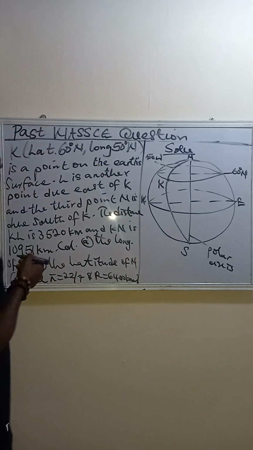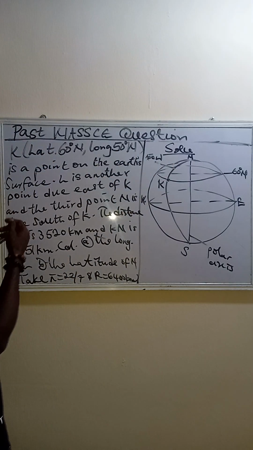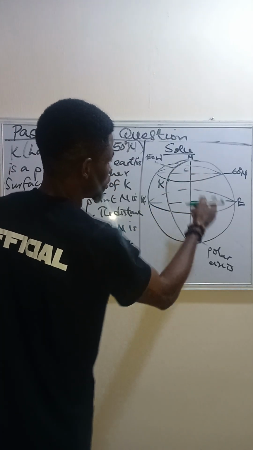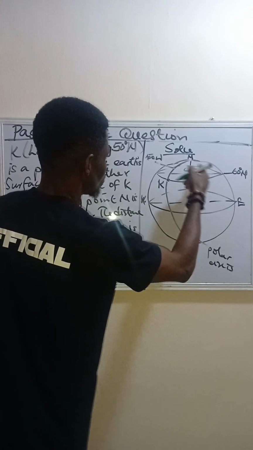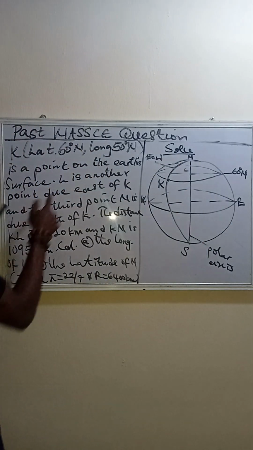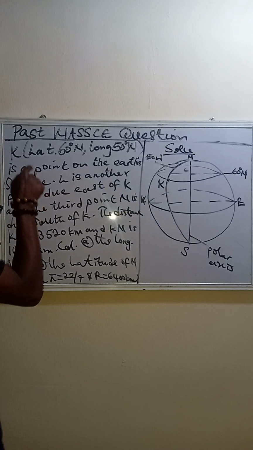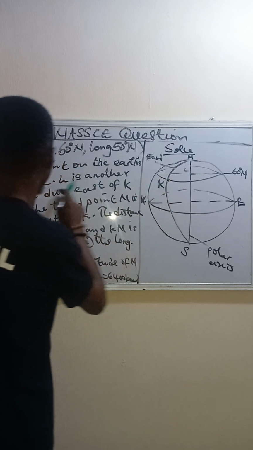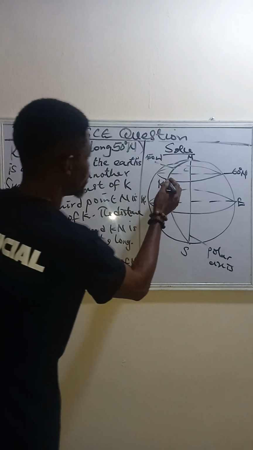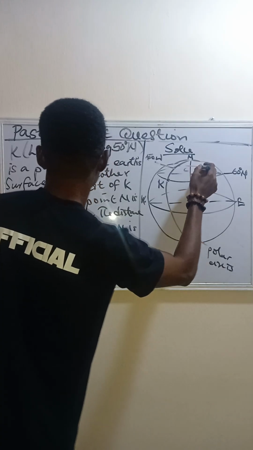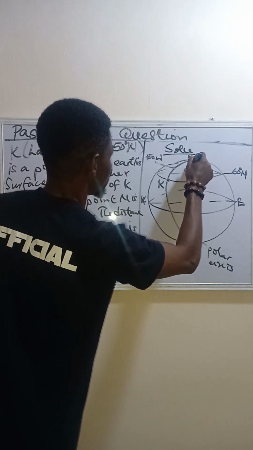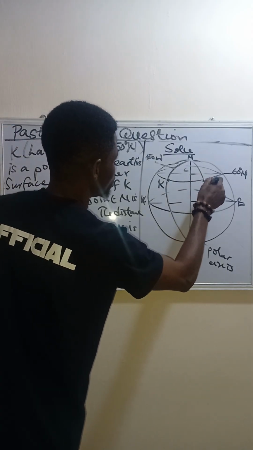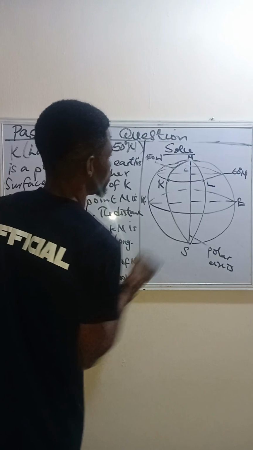So what we have, this is the center of the small circle. This is the bigger circle. Now, L is another point due east of K. This is the east of K. So we are going to draw a meridian here, and this point of intersection, you make it to be your L.